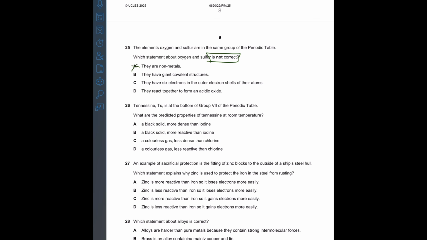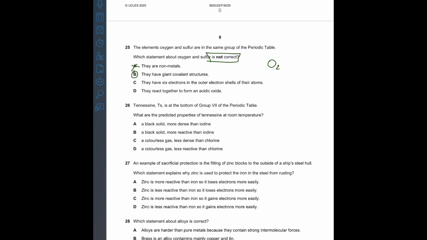They have giant covalent structures. No, they both have simple molecular structures. Why? Because oxygen exists as O2 and the same for sulfur. They are not giant covalent structures. Giant covalent structures are of silicon dioxide or diamond. So the answer is B.